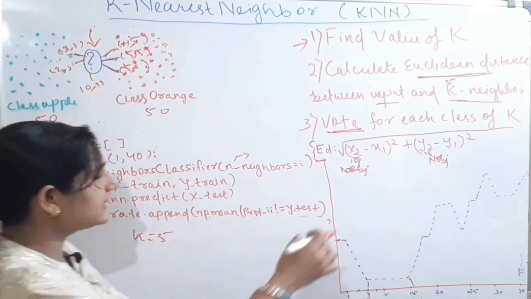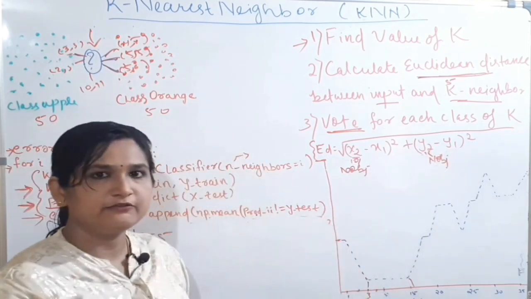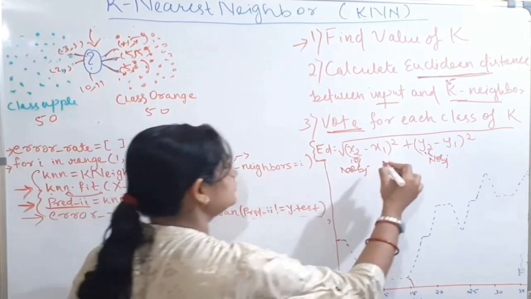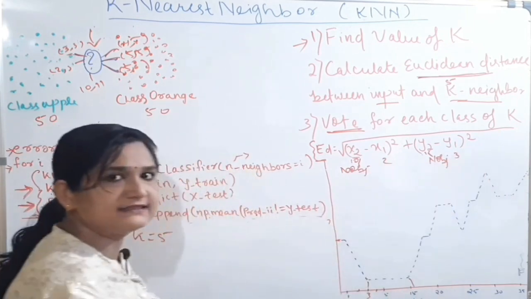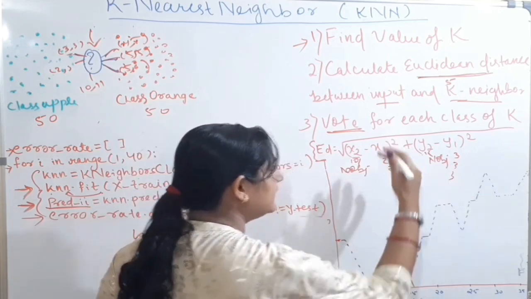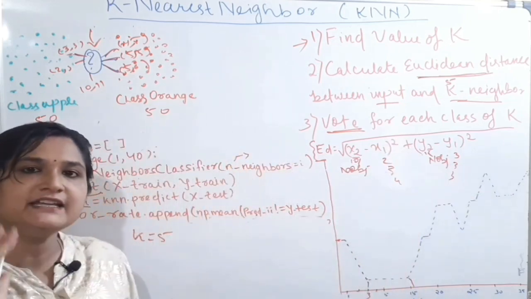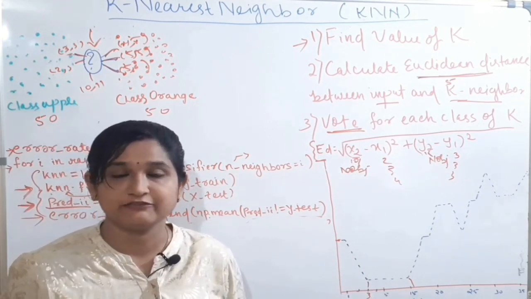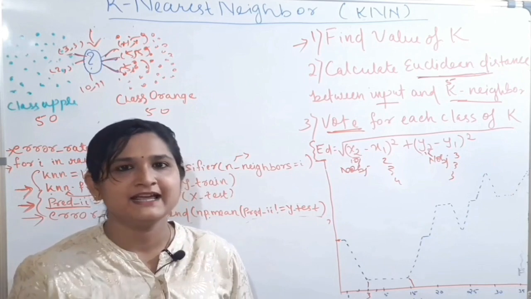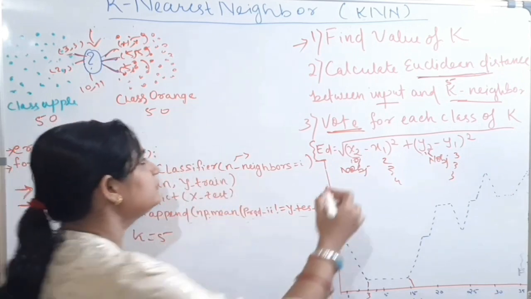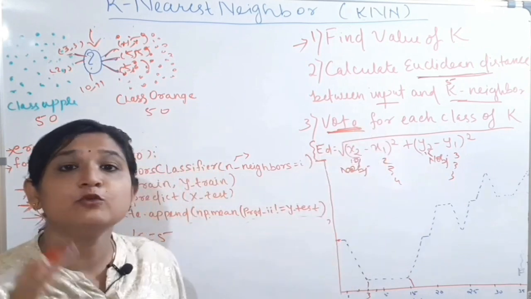So this x1, y1 value will change 5 times. For the first time it will be 2, 3, the second time it will be 3, 3, then 4, 3, and so on. It will calculate 5 Euclidean distances. After calculating the distance, what will it do? Now it will go for a vote.